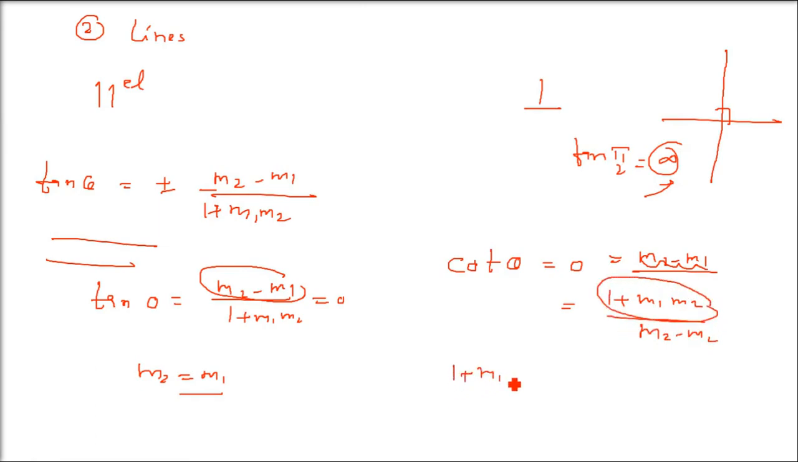So the numerator shall be 0. 1 plus m1 m2 equals 0. That is m1 m2 equals minus 1. So this is the condition: when two lines are perpendicular, the product of their slopes is minus 1. If m is the slope of a line, then the slope of the perpendicular will be minus 1 by m.